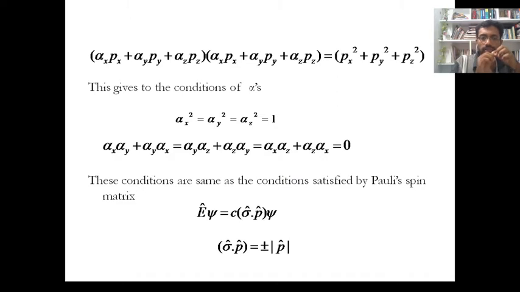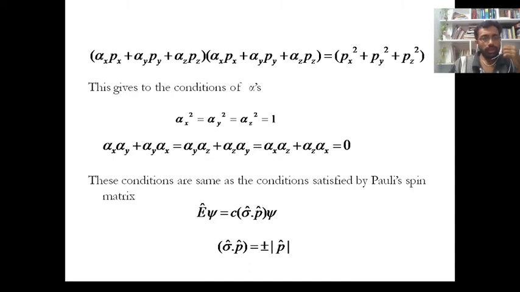So the conditions are: alpha x alpha y plus alpha y alpha x equal to 0, alpha y alpha z plus alpha z alpha y equal to 0, alpha x alpha z plus alpha z alpha x equal to 0. And another condition is that alpha x square is equal to alpha y square is equal to alpha z square is equal to 1. So these two conditions must be satisfied. And we can say that pure numbers cannot satisfy these conditions, so these must be matrices.